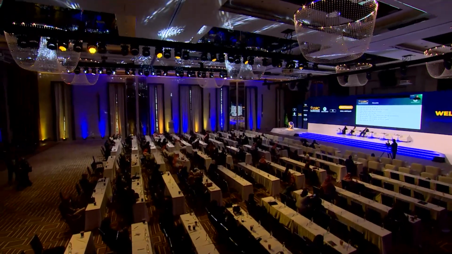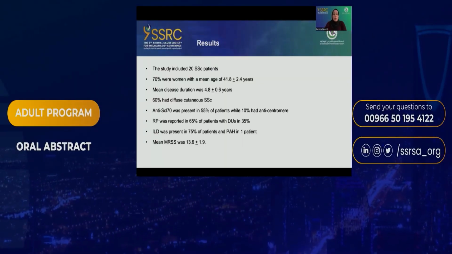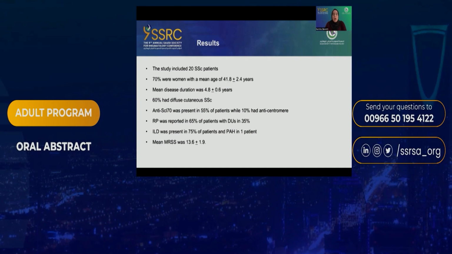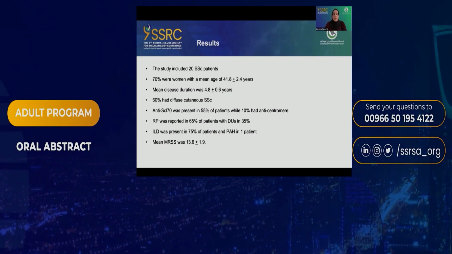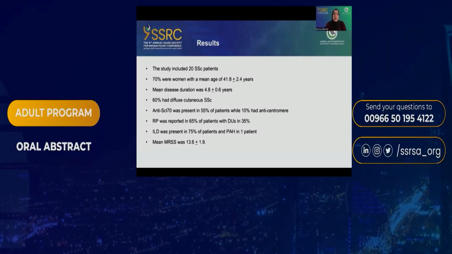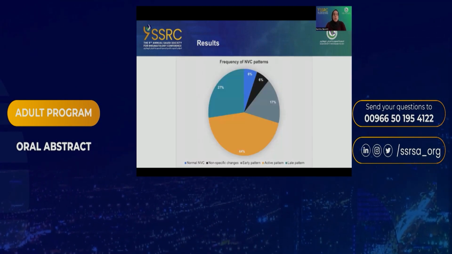So the study included 20 scleroderma patients. 70%, as expected, were women. The mean age was about 42 years and the mean disease duration about 5 years. 60% had the diffuse cutaneous subset of the disease, and 55% had anti-SCL70. Raynaud's phenomenon was reported in 65%, with 35% having digital ulcerations. ILD was present in 75% of patients, and only one patient had pulmonary arterial hypertension. The mean modified Rodnan skin score was 13.6.